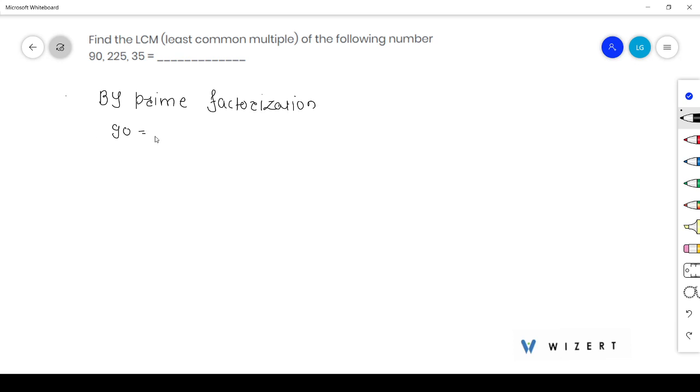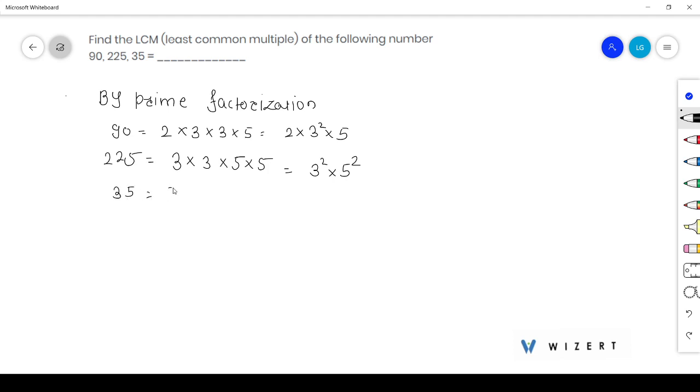of 90 is 2 into 3 into 3 into 5. It means 2 into 3 square into 5. Then 225 is 3 into 3 into 5 into 5. It means 3 square into 5 square. And 35 is 7 into 5.